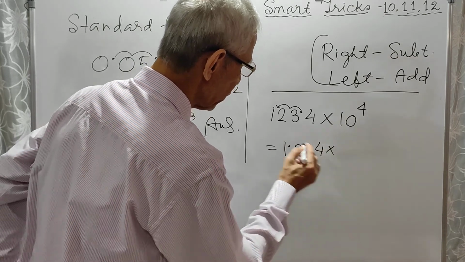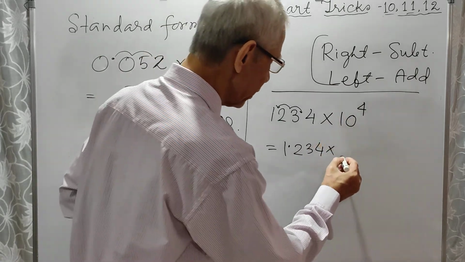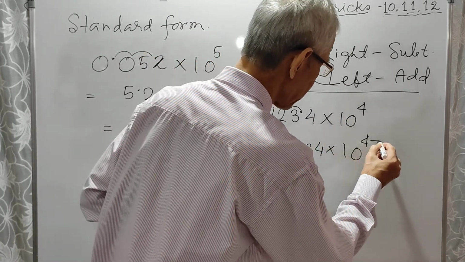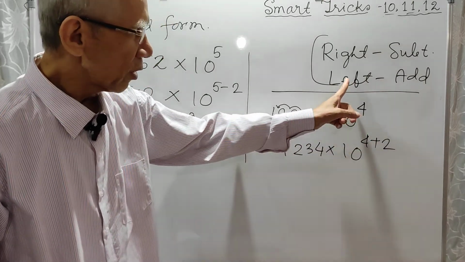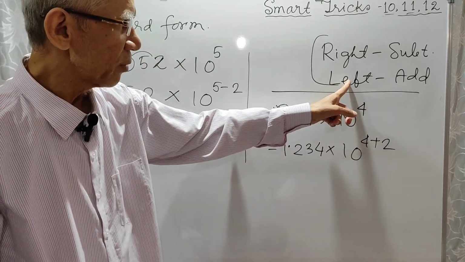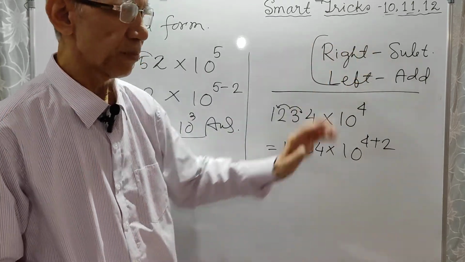1.234. So 2 digits to the left. Now when left, you have to add. So it will be 10 to the power 4 plus 2. So why plus 2? Why plus? Because you are shifting the decimal to the left. So remember this rule: to the left add, to the right subtract.